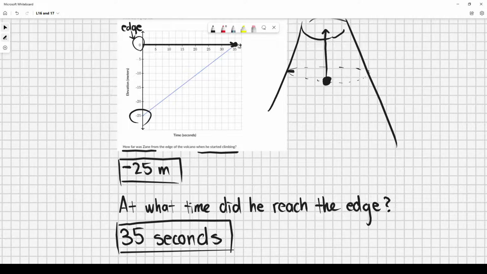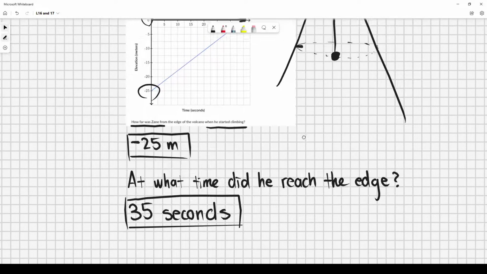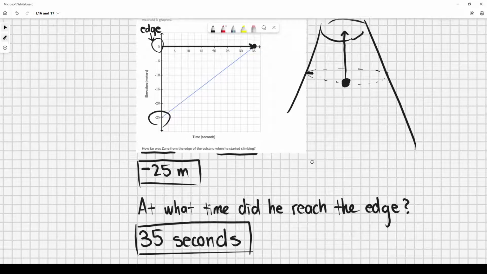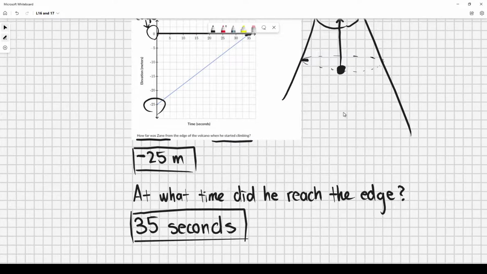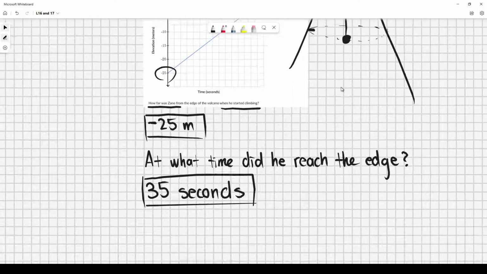So looking at the graph, it goes up, up, up, up, up. It takes time for him to go up. And then he got it at 35 seconds. So 35 also represents the entire duration of his journey, essentially. And he essentially stopped over here as well. So from start to finish, it took him 35 seconds.